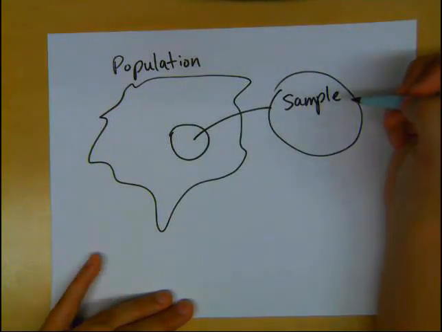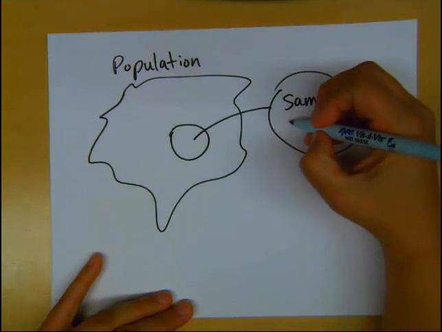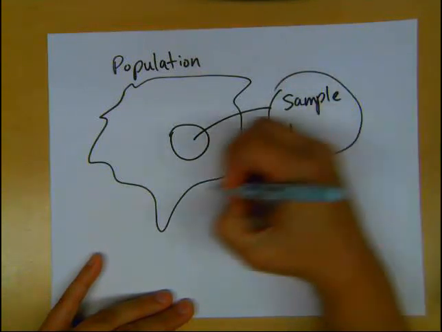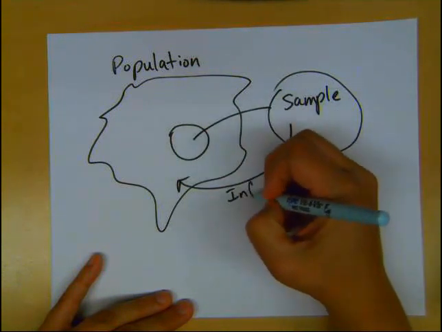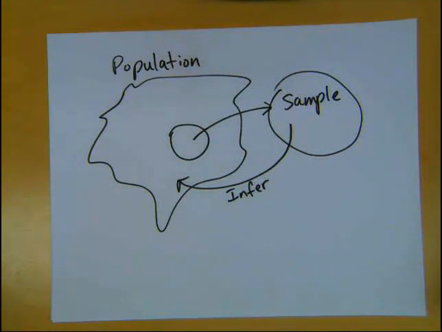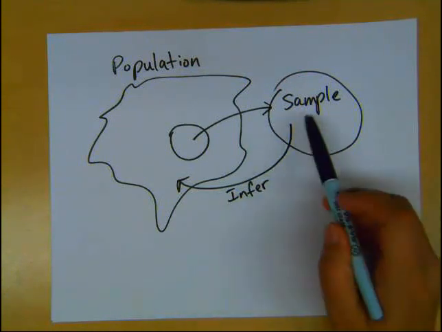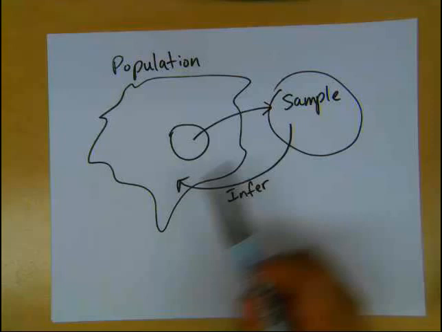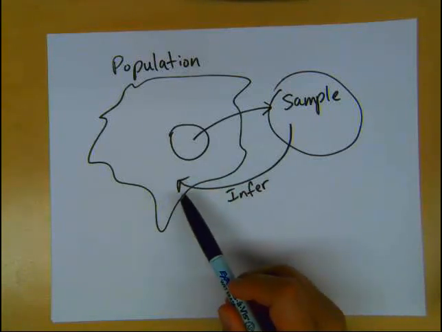We're going to measure that sample using descriptive statistics. And then, so open the arrow that way. Then we are going to take our sample and infer back what we think is happening in that population. So if you do a good enough job representing your population with your sample, then that inference you bring back should hopefully correctly tell you what's going on in that population. If you take a bad sample, though, then it's not going to correctly predict what's going on.